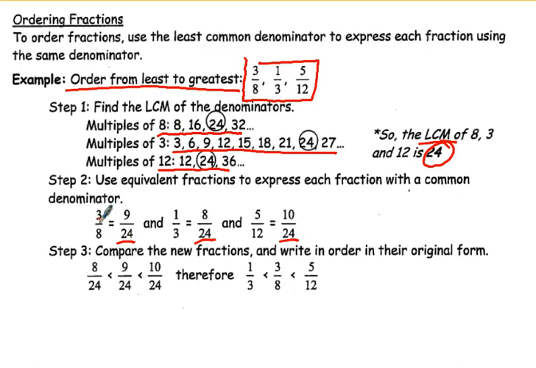8 times 3, 3 times 3, so 9 over 24. Multiply by 8 here, multiply by 2 here. And now compare the new fractions and write in order. So we see that 8 over 24 will be our smallest, 9 over 24 will be our next smallest, and 10 over 24 will be our greatest one. So I'd rather use commas here. Go back to the original form: 1/3, comma, 3/8, comma, 5/12.